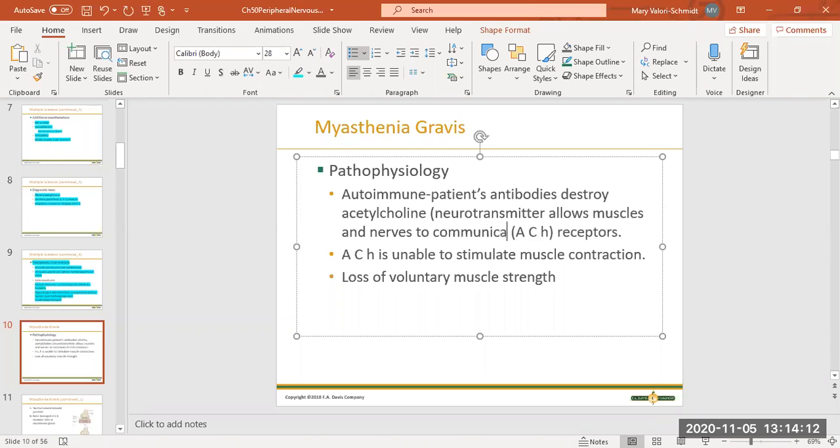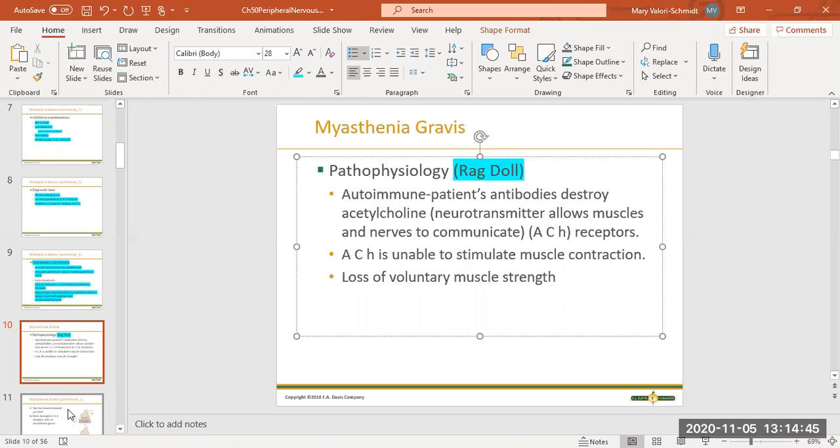And with myasthenia gravis, I'm going to give you a little hint of what to remember if you ever see it again. Just remember ragdoll. Okay, I'll put that here. Ragdoll. When you see myasthenia gravis, you think ragdoll, because when those acetylcholine receptors get destroyed, then there's no acetylcholine to make the muscles move, and they lose muscle strength that's voluntary. So they're floppy like a rag doll.